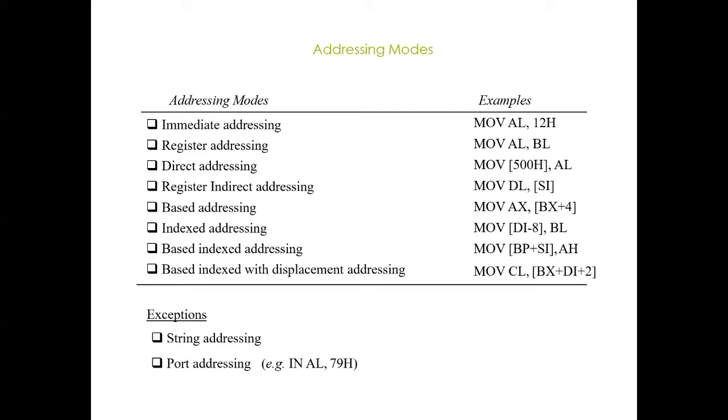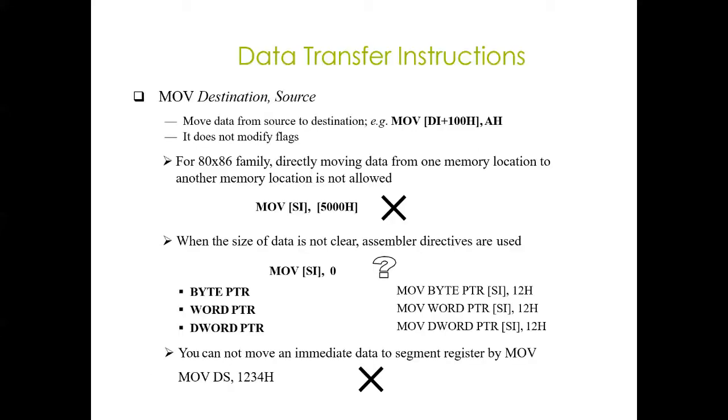So we'll start with the instructions. First is the data transfer instruction. First instruction is MOV destination, source. Move data from source to destination. Example, MOV [DI plus 100H], AH. It does not modify any flags. For 8086 family, directly moving data from one memory location to another memory location is not allowed. When the size of data is not clear, assembler directives are used.